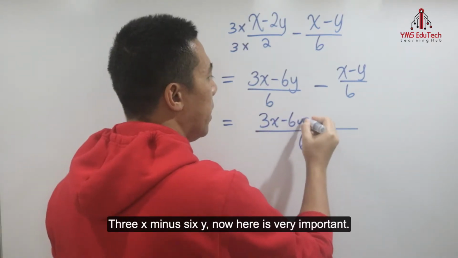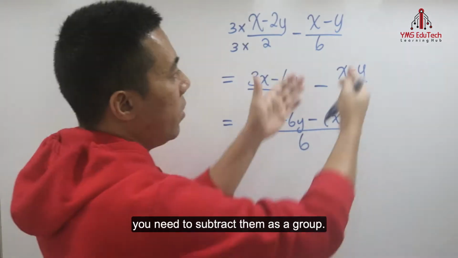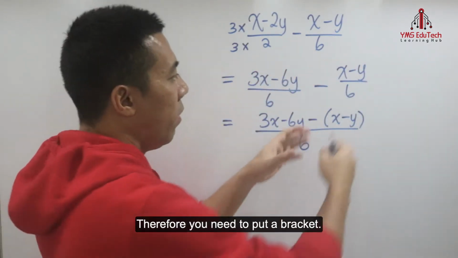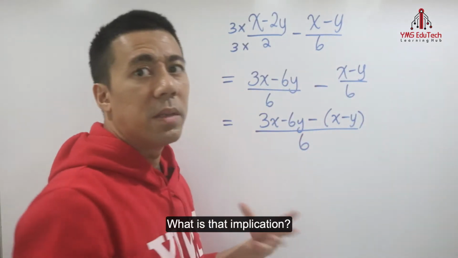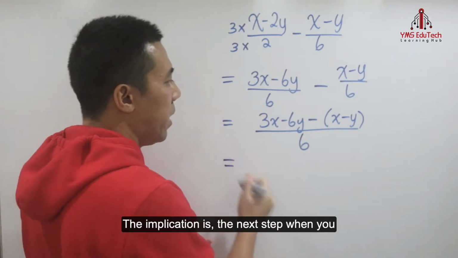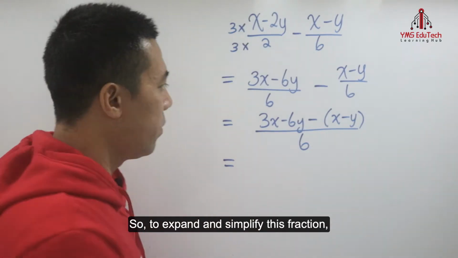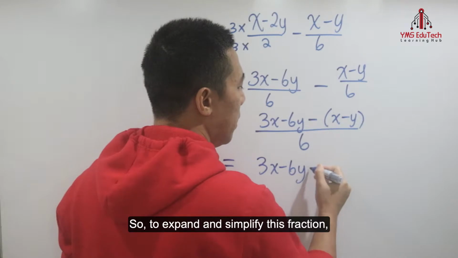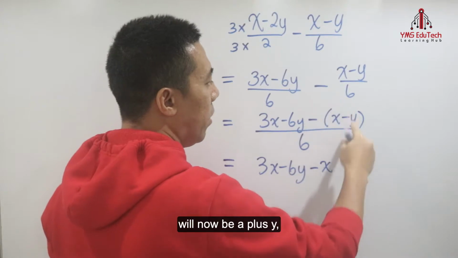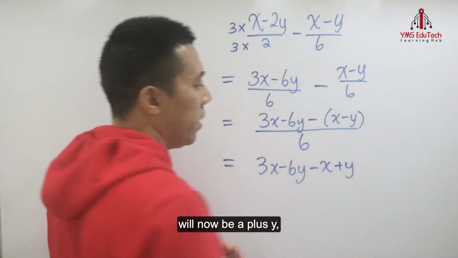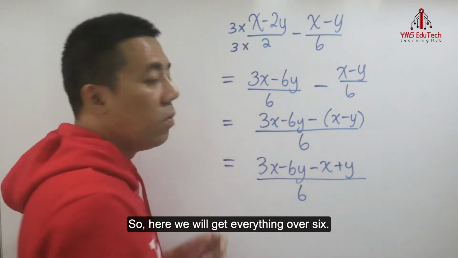3x minus 6y. Now here is very important, because when you like to subtract another expression, you need to subtract them as a group. Therefore, you need to put a bracket. This bracket will denote that x minus y is a group. What is the implication? The implication is the next step when you open up your bracket to expand and simplify. So to expand and simplify this fraction, x will be a minus x, while the negative y will now be a plus y, because you need to change your sign. So here we will get everything over 6.